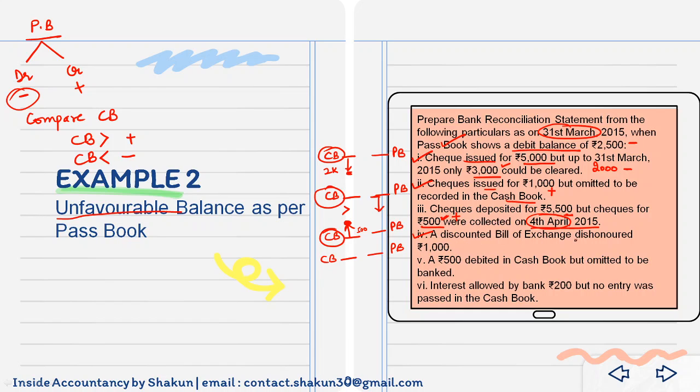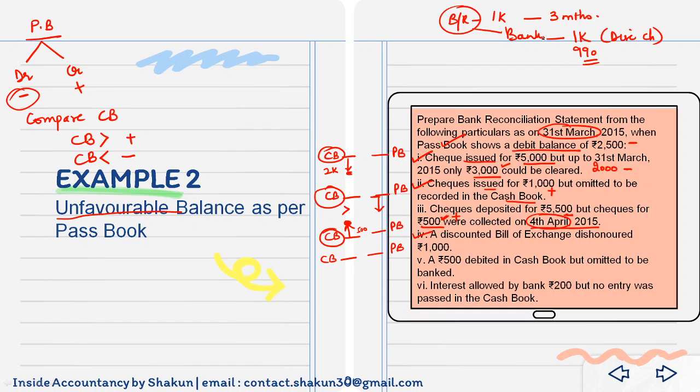Next transaction, again we'll have a cash book balance and a passbook balance. A discounted bill of exchange dishonored. Now what happens when we discount a bill of exchange? There is a bill, the amount due which I will receive, let's say after 3 months. So what option I have as a business is I can give that bill of exchange to the bank. Suppose I have a bills receivable worth, let's say, 1,000. I have to receive this amount after 3 months. I have an option that I'll give this bills receivable to the bank and take 1,000 rupees from the bank. The bank may charge some discounting charges, but I will get the remaining amount. Let's say I got 990 from the bank. This is known as discounting the bill with the bank.